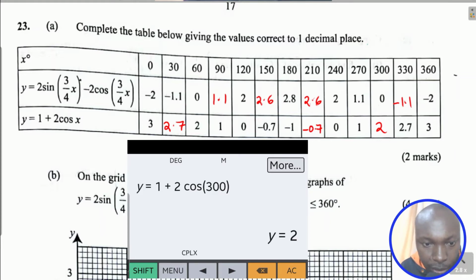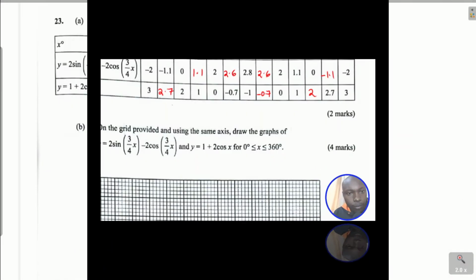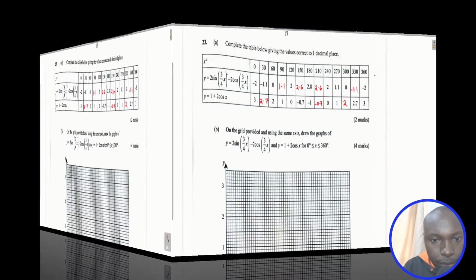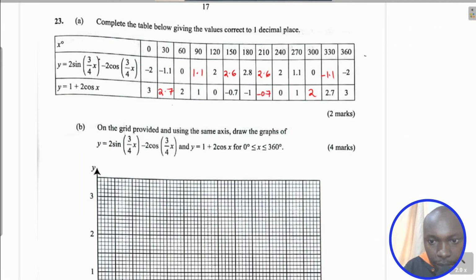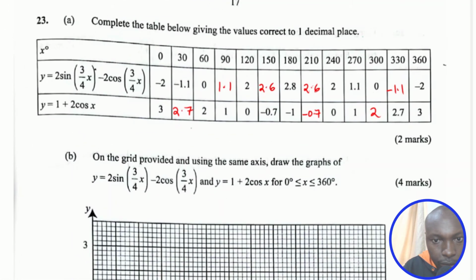Now let us proceed to the next question. Part B: on the grid provided and using the same axes, draw the two graphs. The range you're supposed to use is 0 to 360. These are two graphs represented by these two trigonometric equations. Those values that we have already filled in the table, we're supposed to plot them and draw the curves. We begin with the first one, y equals 2 sine 3 over 4x minus 2 cos 3 over 4x.